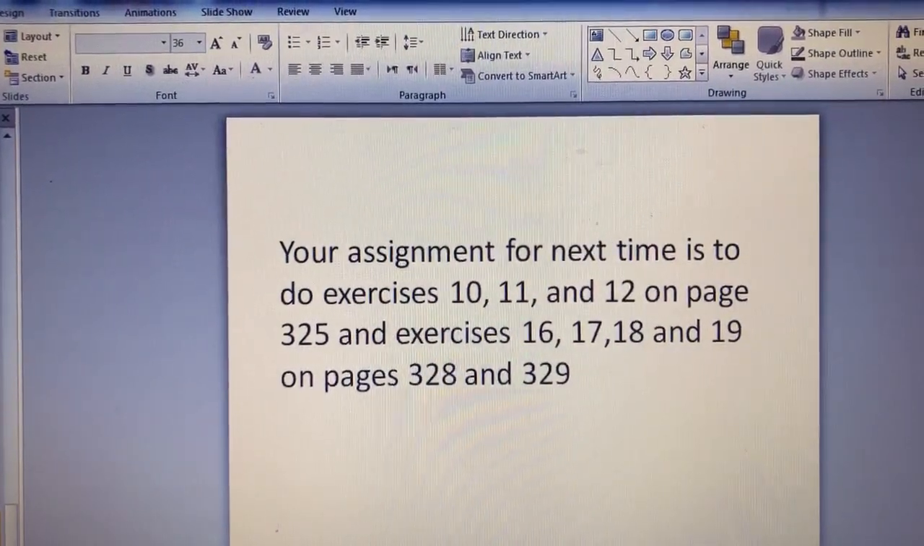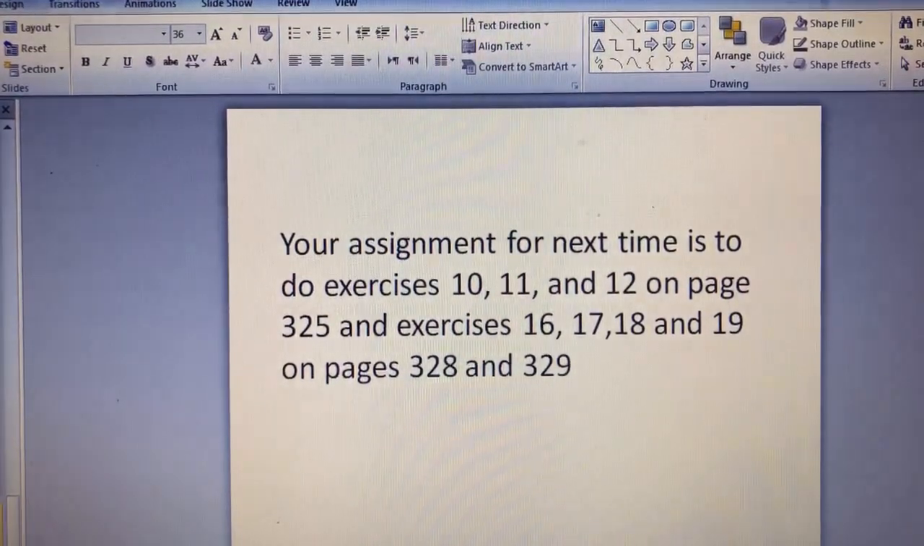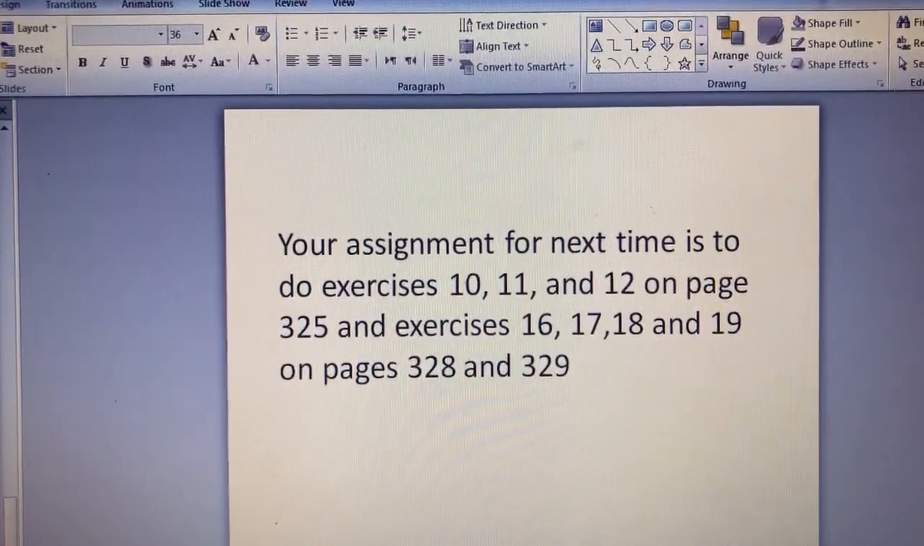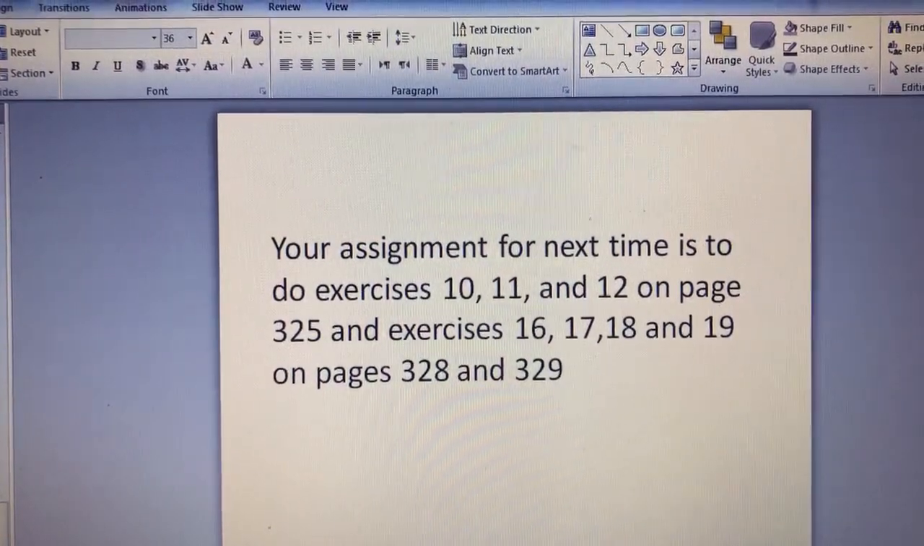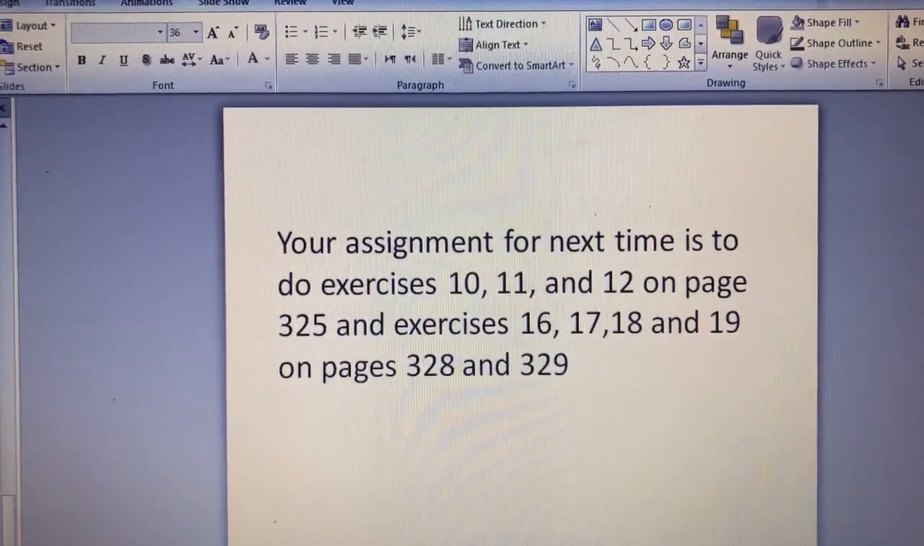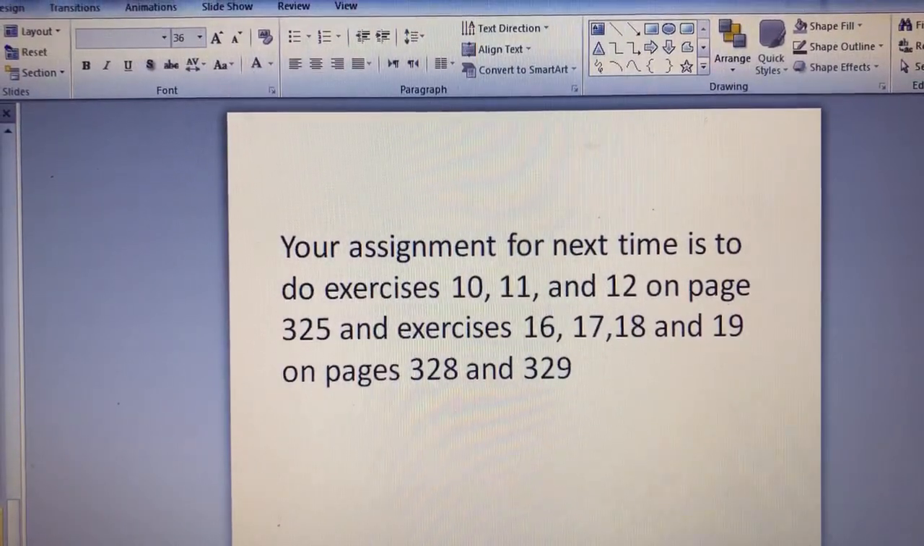Your assignment for next time is to do exercises 10, 11, and 12 on page 325 and exercises 16, 17, 18, and 19 on pages 328 and 329 in the grammar book.